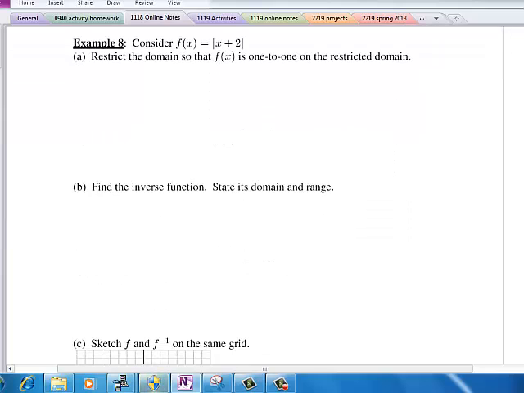One more here involving an absolute value function. So if f of x is absolute value of x plus 2, think about what that looks like. That would be our absolute value graph shifted 2 to the left. So the vertex, or the place where it turns around, is at negative 2, 0.